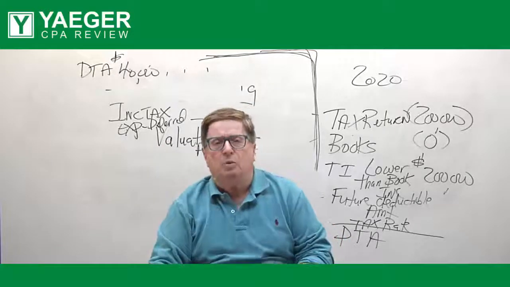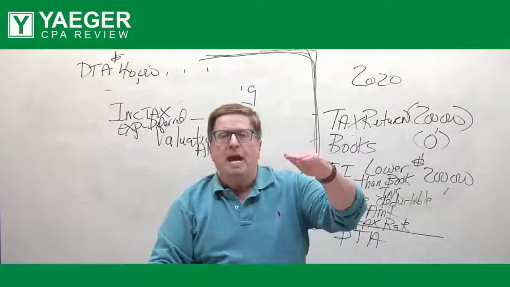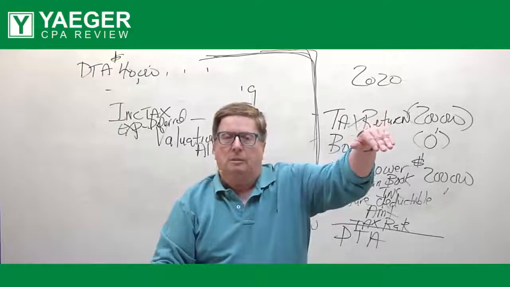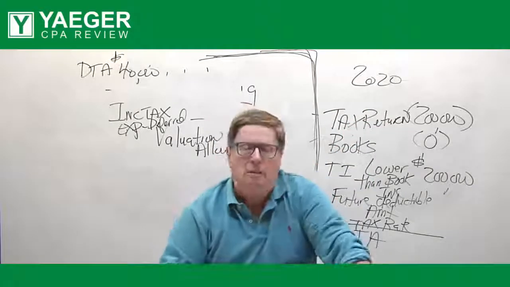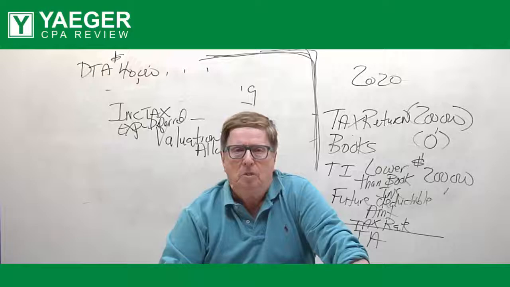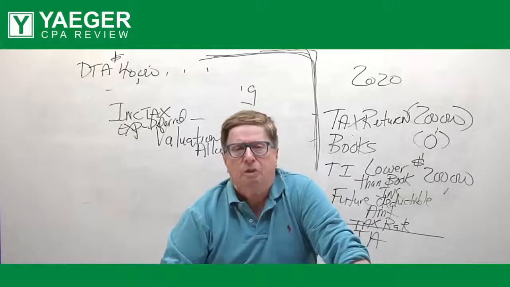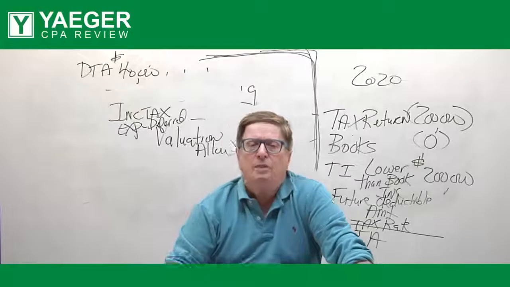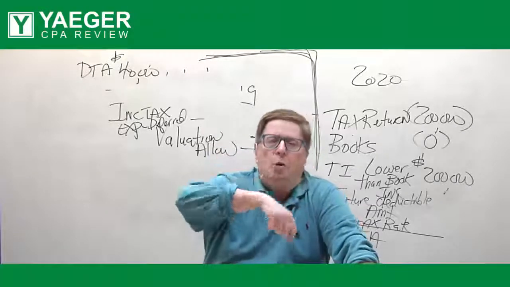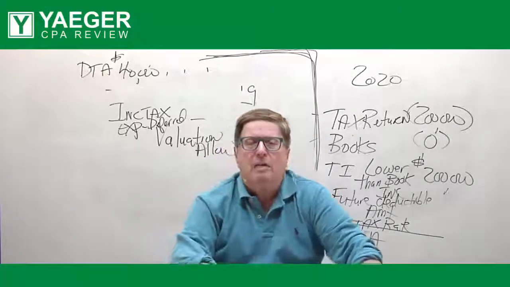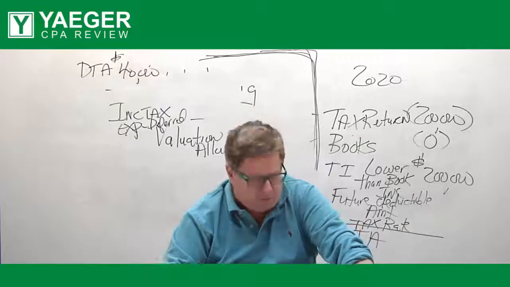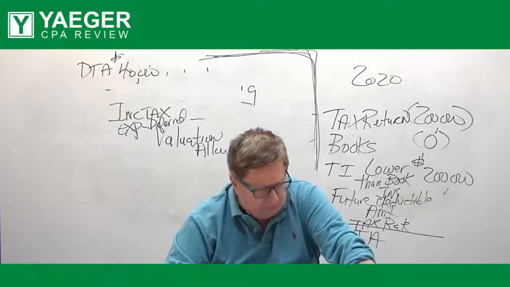Now, a permanent difference would be like interest on municipal bonds. Interest on municipal bonds is book income, but it's never going to reverse itself because interest on municipal bonds will never be taxable. So if you have something that's on the books but will never occur on the tax return, that's called a permanent difference. Remember that. A permanent difference.